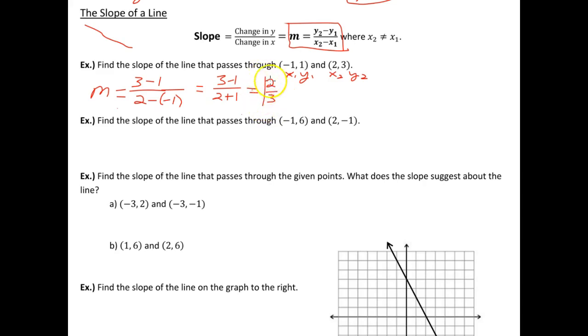So the slope of that line that passes through those points is 2/3. That's saying for every rise of 2, I'm going to go right 3. So I'd rise up 2, go right 3. Rise up 2, go right 3. That's a slope. It's the incline. Rise over run. You might have heard that before.